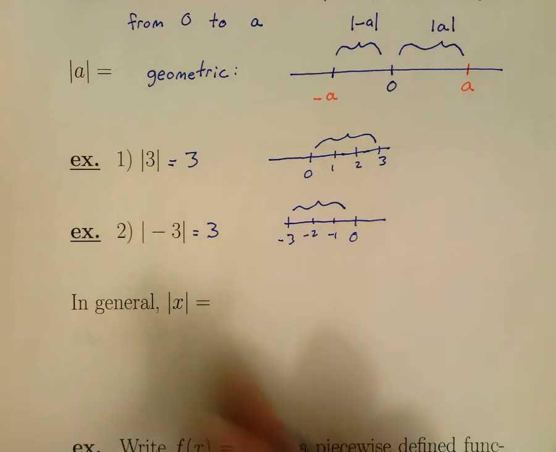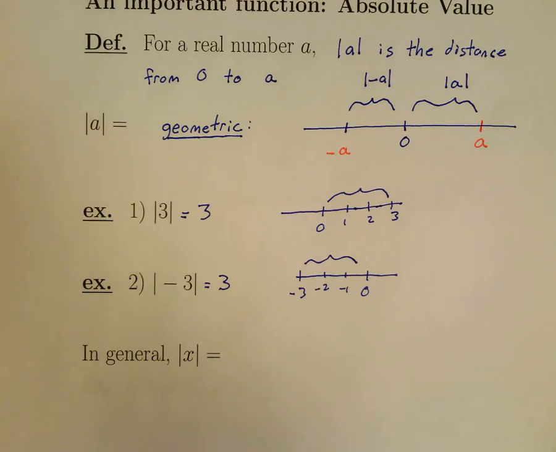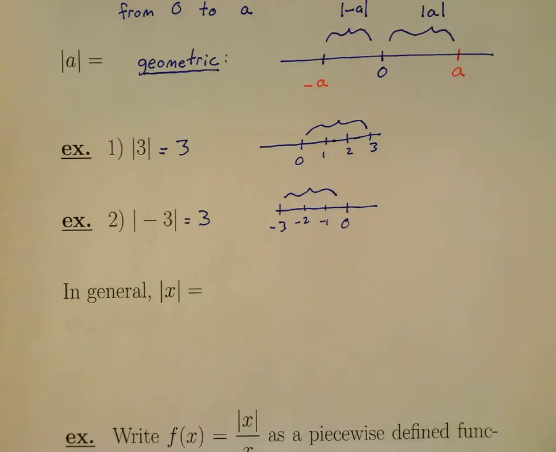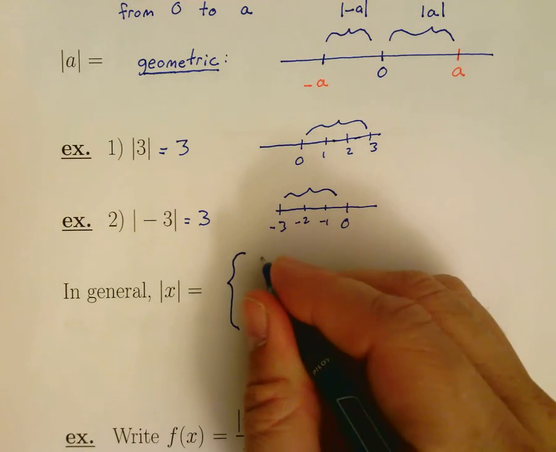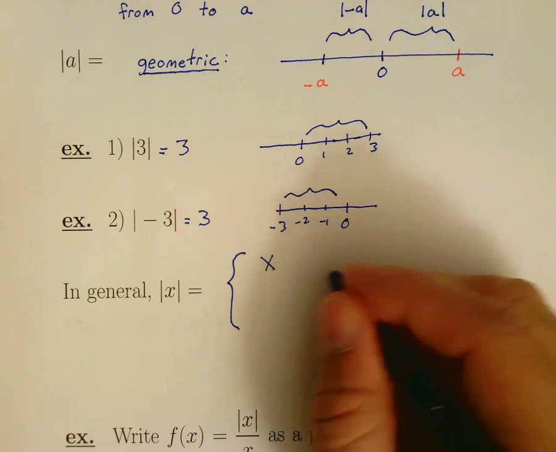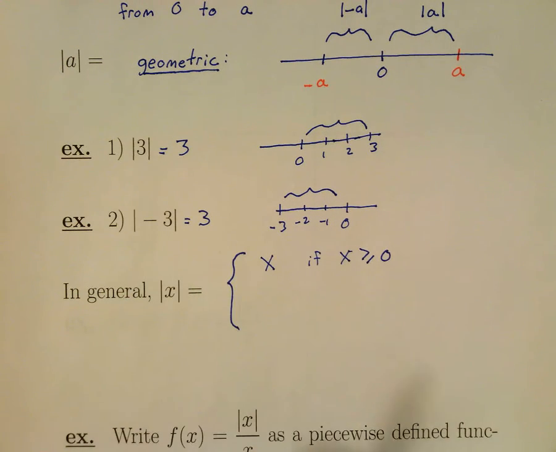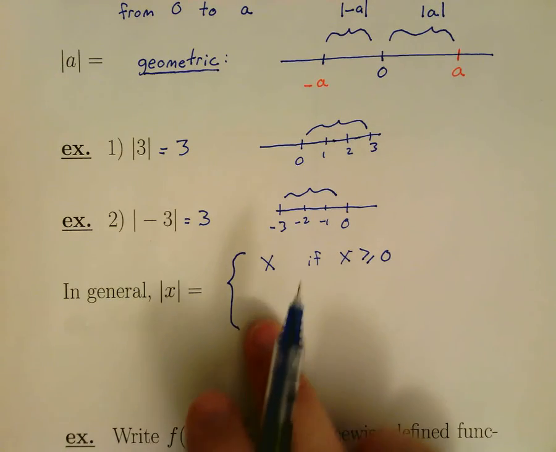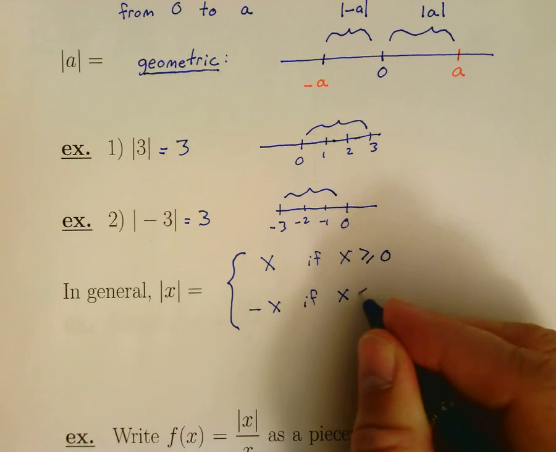Now in general, we have an algebraic definition. So this definition up here was geometric. How do you interpret that visually? And then here is the algebraic definition. The algebraic definition is if it's positive, you leave it alone. So you just say x. So if it's 3, the absolute value of 3 is 3. If it's positive, if x is greater than or equal to 0. Now this is where it gets a little weird for some students. If it's negative, you need to put a minus sign in front of it to make it positive. So it's actually negative x if x is less than 0.